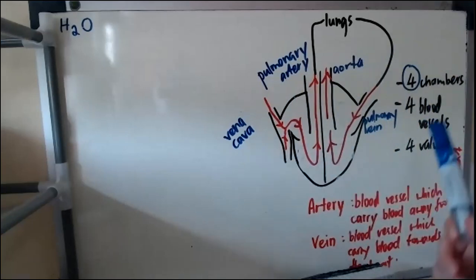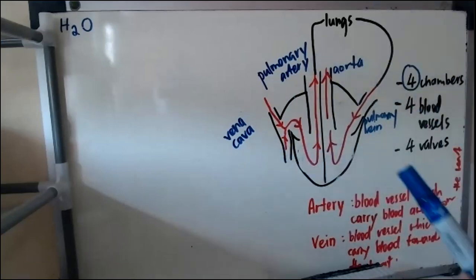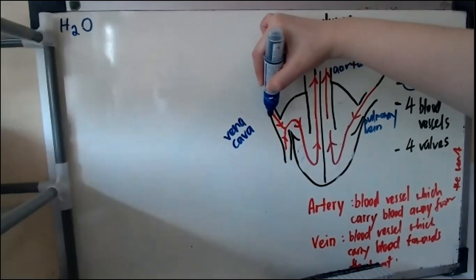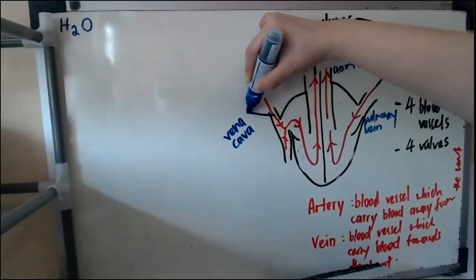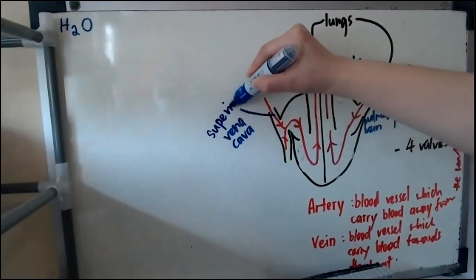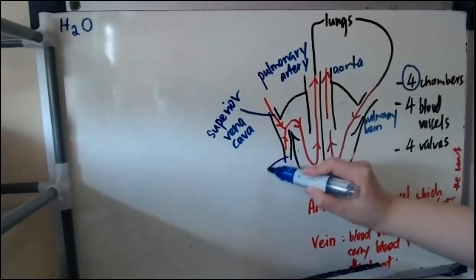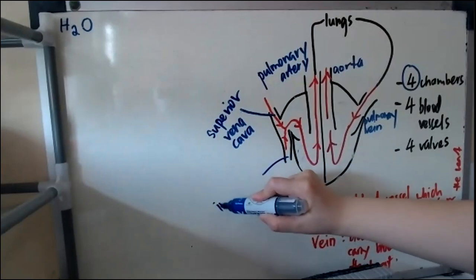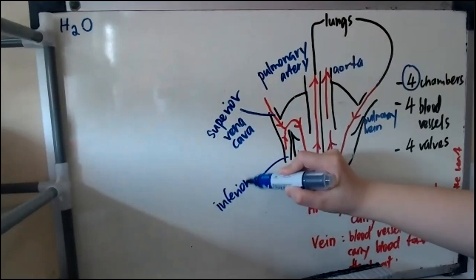Okay, as I mentioned just now, these are the four main ones. There are actually 5 blood vessels. As you can see here, for the vena cava, there are 2 types of vena cava. The one at the top, we call it the superior vena cava. The one at the bottom, coming up from the bottom, is the inferior vena cava.